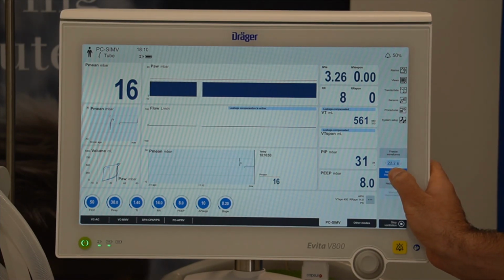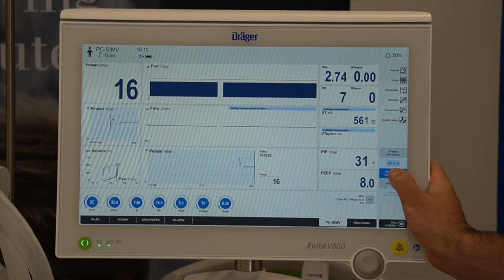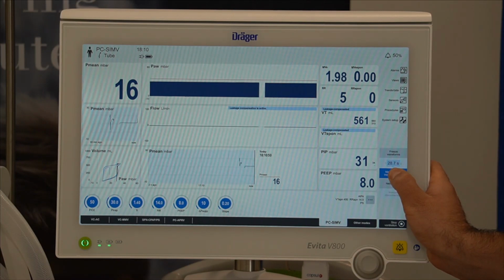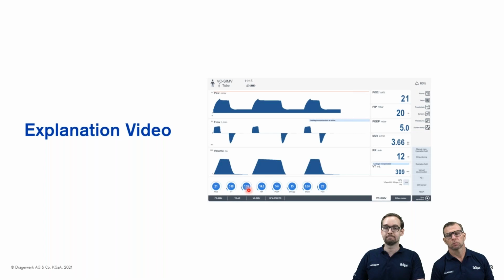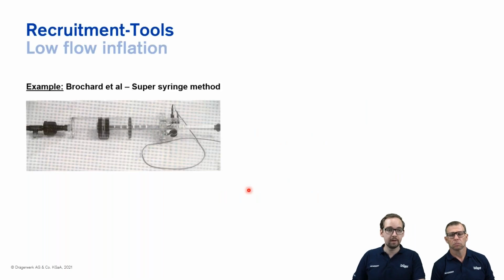By doing so, I've now completed a sustained inflation maneuver on the Avita V800 ventilator. Thank you, Craig. So now we know how to do a sustained inflation maneuver.